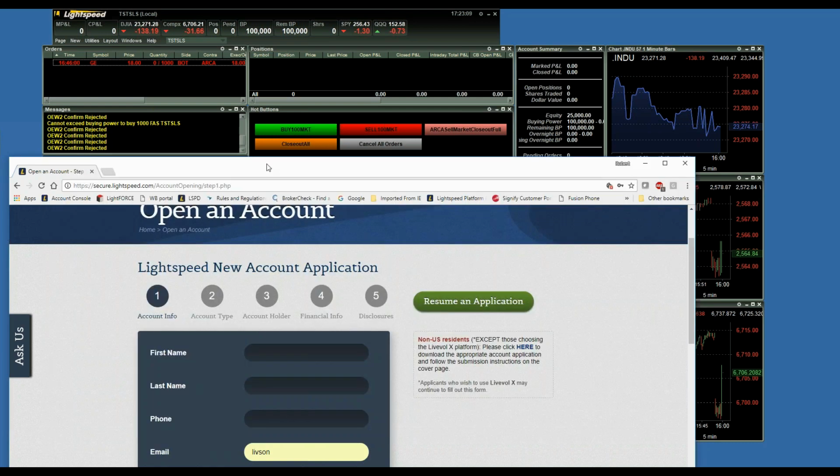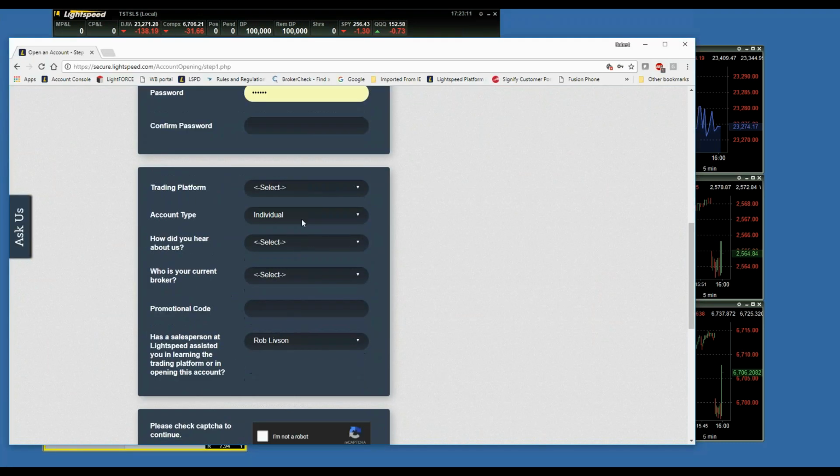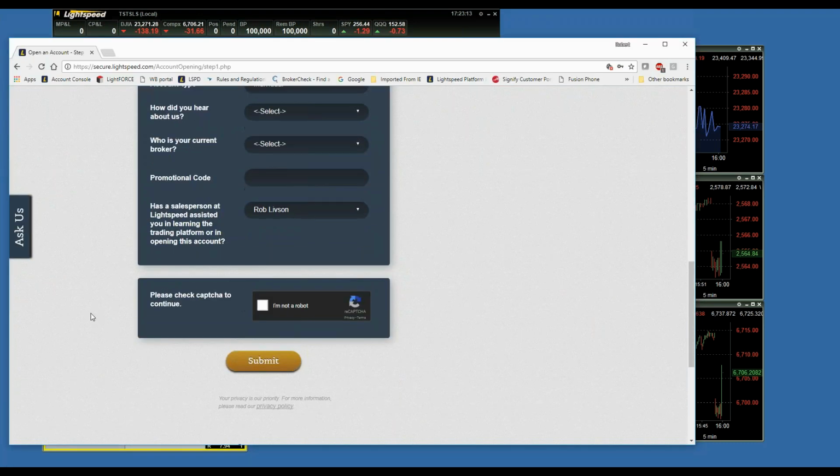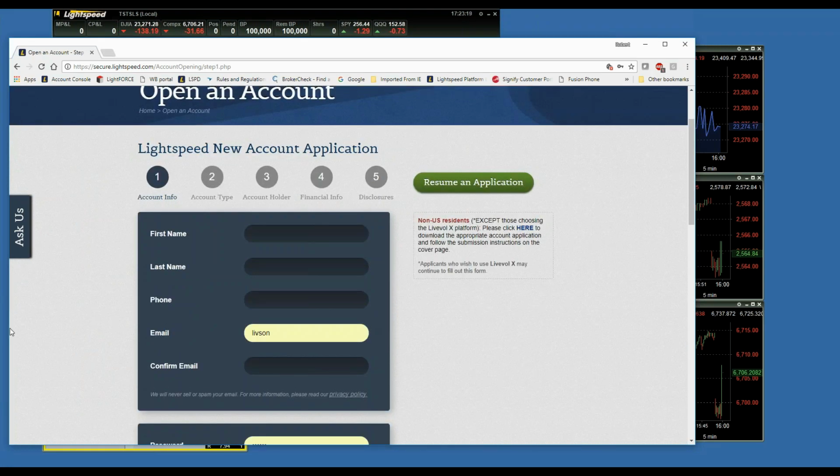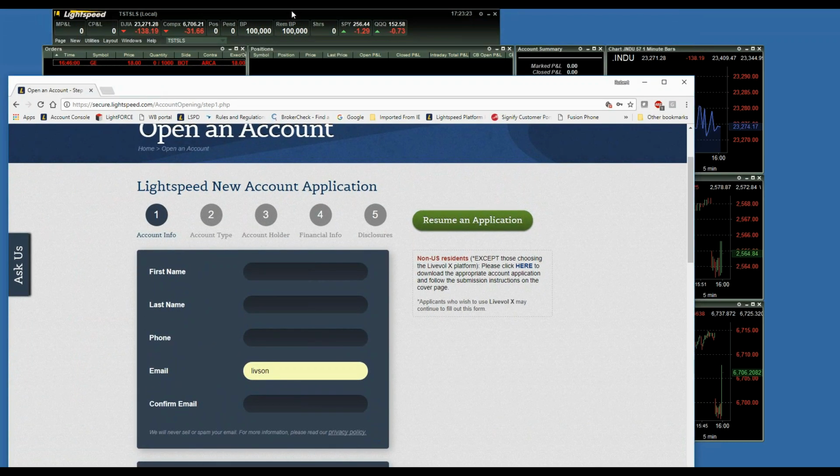The account application will ask you if you are looking for a margin account or a cash account. On your second step here on your account application, it will ask you if you want cash or margin.